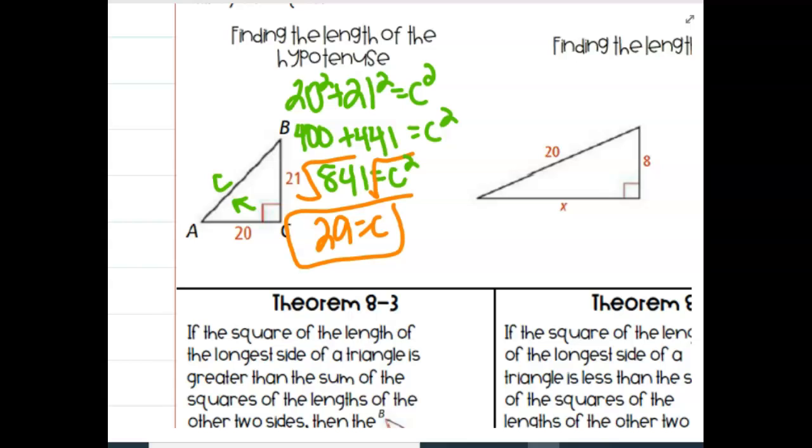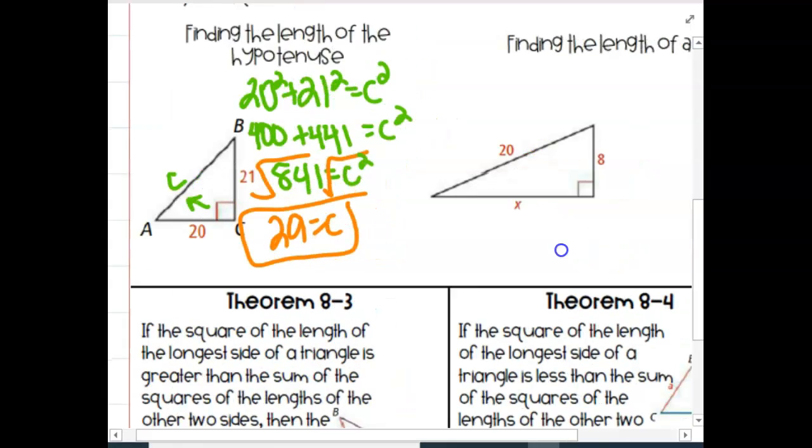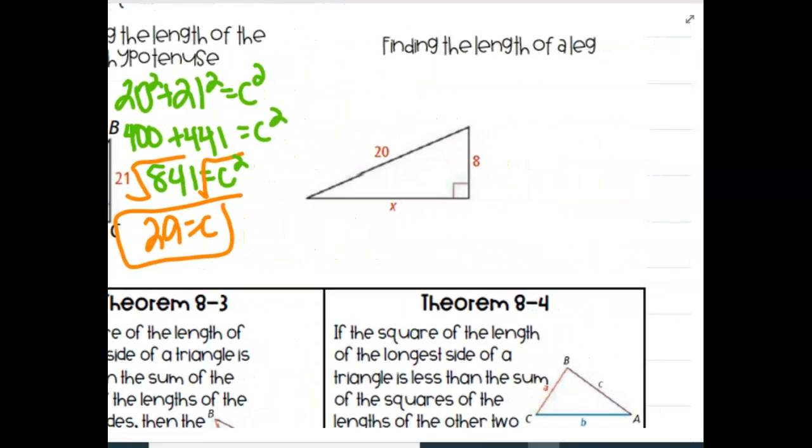Now you can use the Pythagorean Theorem not just to find the hypotenuse, but also if you are missing a leg. Like in this one, notice my C is 20, and I have one of the legs, but I'm missing the other leg. So I'm missing either my A or B. You're going to do the same thing here. You take the legs, x and 8, square them and add them. So you take x squared plus 8 squared, and you set it equal to C squared, except this time I know what C is.